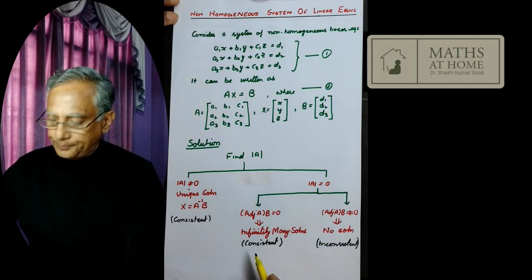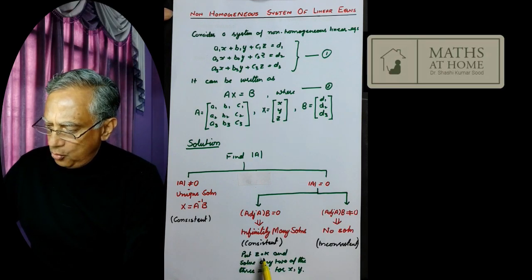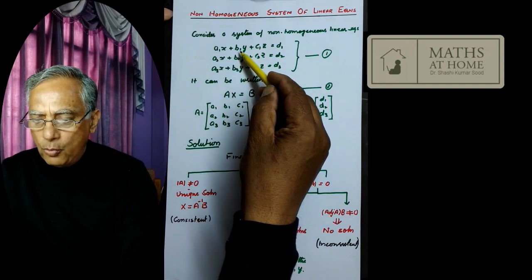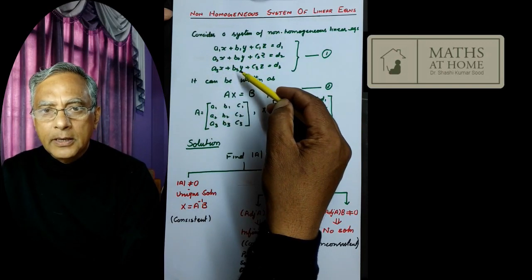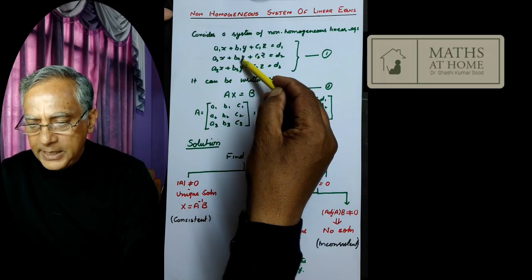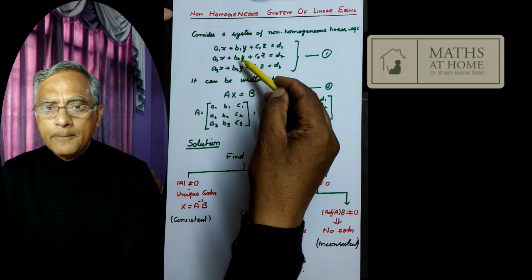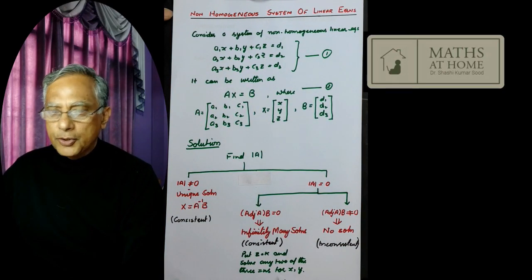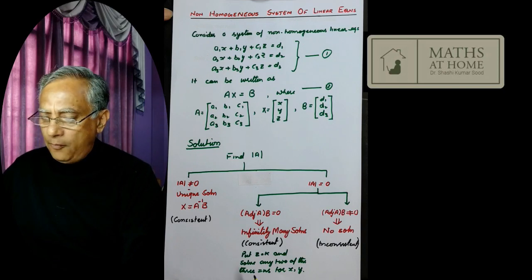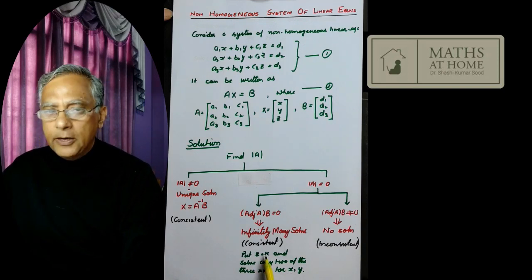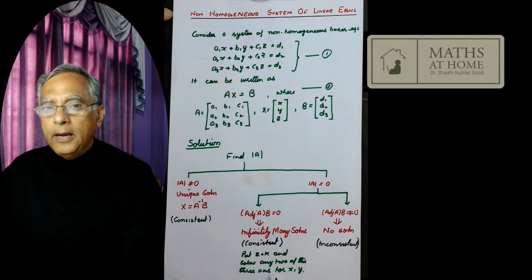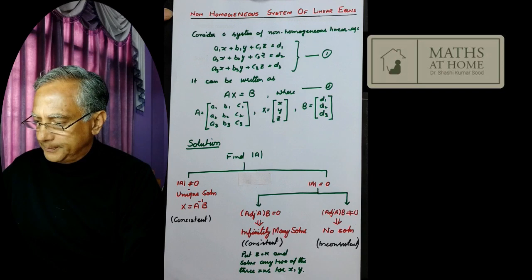In this case, what we do is put z equal to k. Now we have only two variables and three equations. Solve any two of these three equations to get x and y. And this solution will be the required solution. X and y will be in terms of k, and k can have any value, 1, 2, 3, 0.5, 0.2, 0.3, 3 by 2. k can have any value, and therefore there will be infinitely many solutions.